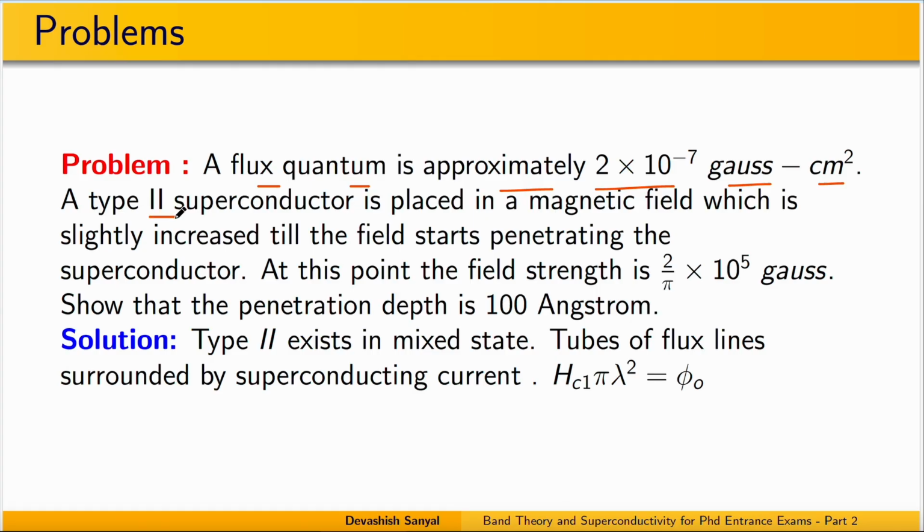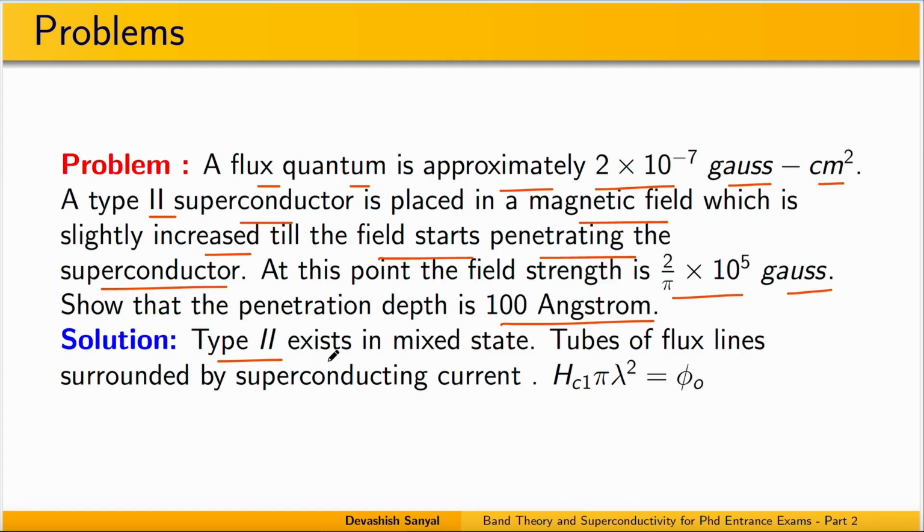A type 2 superconductor is placed in a magnetic field which is slowly increased till the field starts penetrating the superconductor. At this point, the field strength is 2 by pi into 10 to the power 5 Gauss. Here everything is in the CGS system. We have to show that the penetration depth is 100 angstrom. Now if you know the concept, the physics, this problem becomes simple.